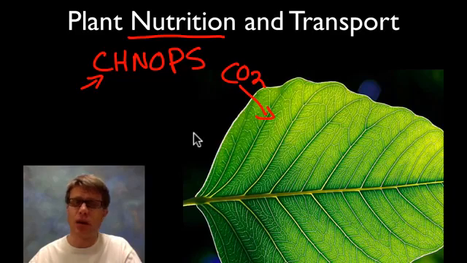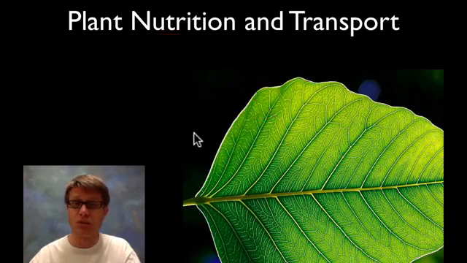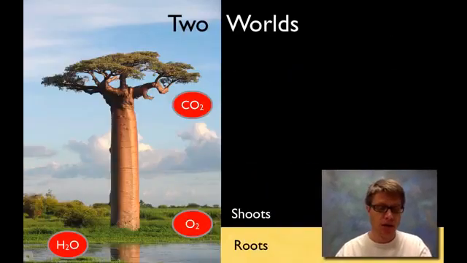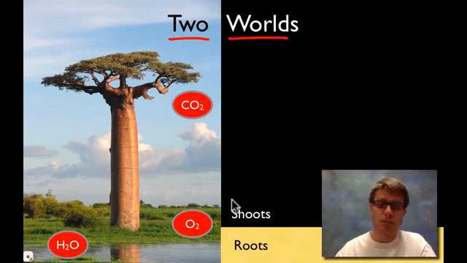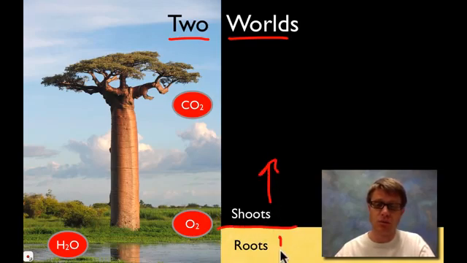Now, how does that differ from animals? Well, we simply eat things like plants, or we eat things that eat plants, and so we can get all of those nutrients. And so basically we're kind of talking about the digestive, circulatory, and respiratory system all in one in relation to plants. And so basically plants live in two worlds. They live in the world above ground, and that's the world of the shoots, and then they live in a world below ground, and that's in the world of the roots.